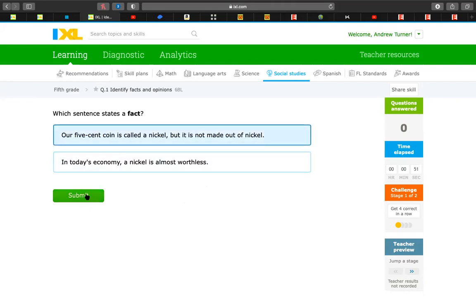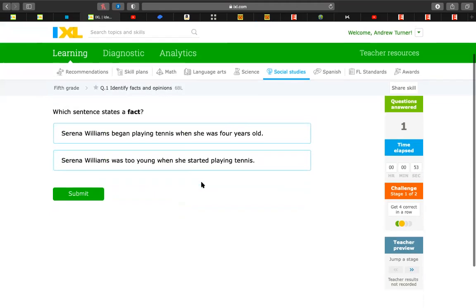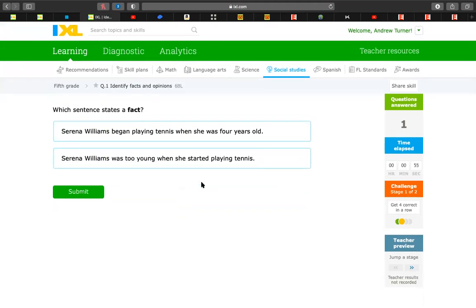So that is your fact. Correct. Let's look. Serena Williams began playing tennis when she was 4 years old. Can we actually go back through the history books and see that? Yes. That is the fact. Let's look at the other one. Serena Williams was too young when she started playing tennis.